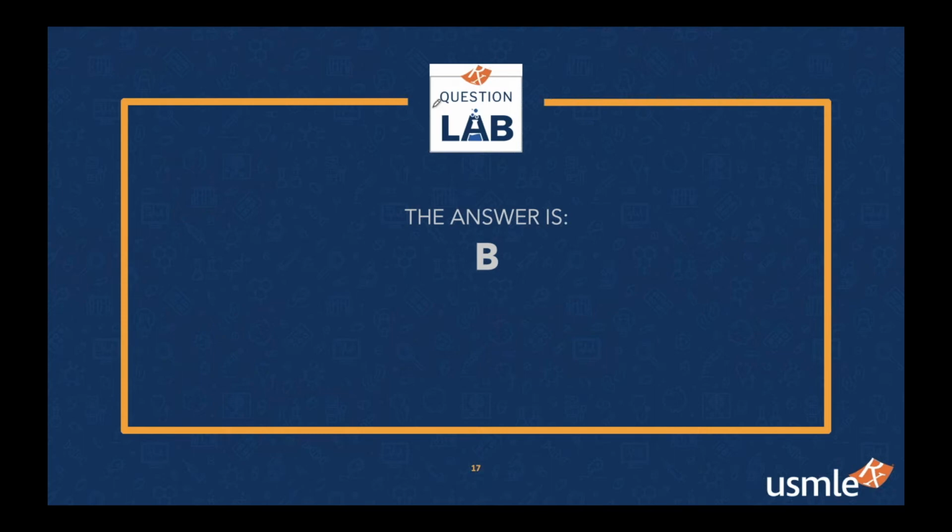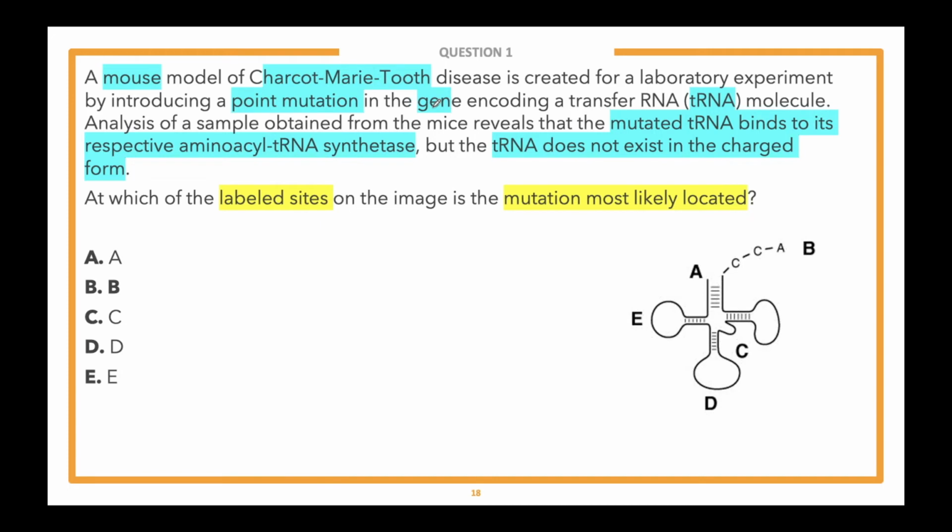So they're saying that the mutation is most likely located in the amino acid acceptor stem of the tRNA, okay? And that's at the 3' end of the tRNA molecule, and that's where a specific amino acid covalently binds, okay? So they're saying the tRNA does not exist in the charged form, but it can bind to the amino acyl tRNA synthetase. So let's take a look at the next slide.